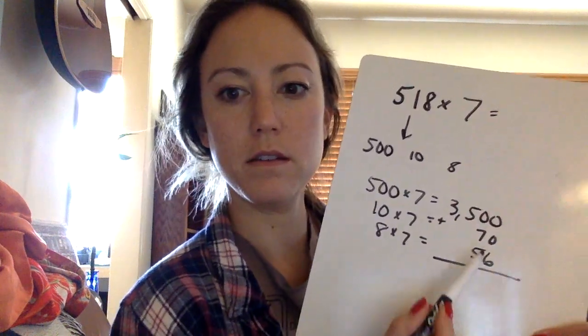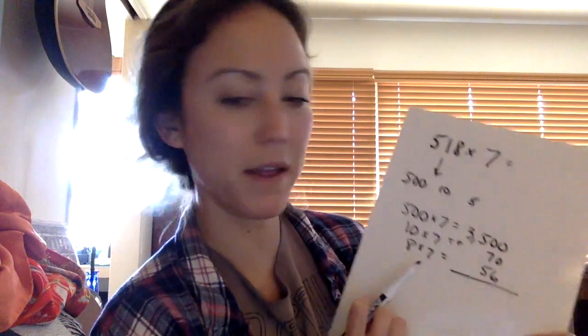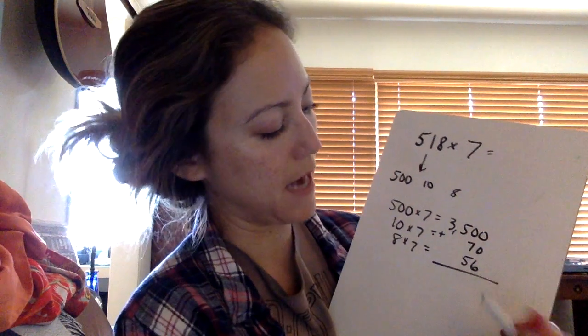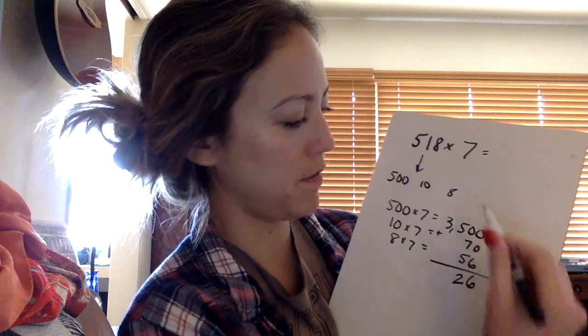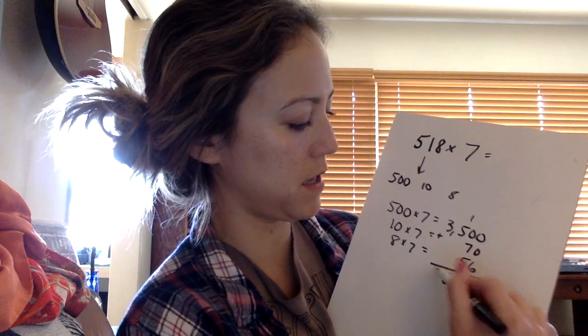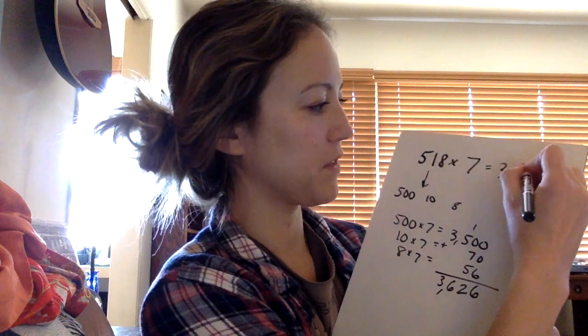And look, I like to line it up right when I'm multiplying, so then I don't have to add them and stack them again. I don't have to do it a second time. So I already stacked my numbers correctly according to place value. So now I can add, right? 7 plus 5 is 12, carry the 1, this is 6, and this is 3. So this is 3,626. Okay.